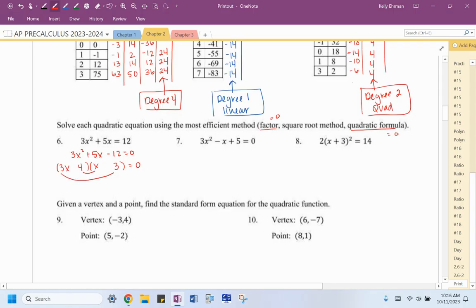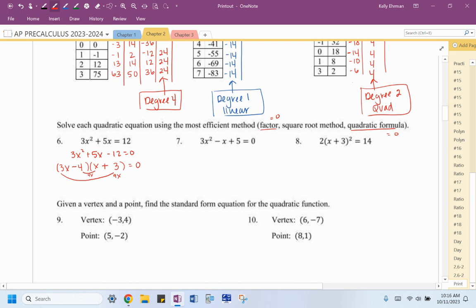This is the way I factor trinomials. I'm guessing. I think it's 4 and 3. Double check. 3 times 3 is 9. 4 times x is 4x.